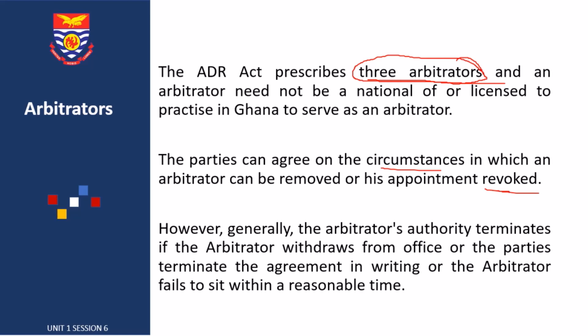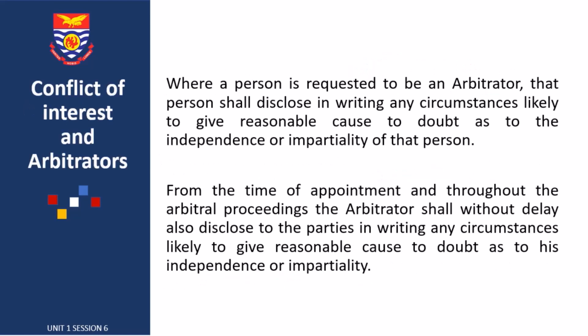So you should understand that the arbitrator's authority terminates if the arbitrator withdraws from his office, or the parties terminate the agreement in writing, or the arbitrator fails to sit within a reasonable time. So 1, his appointment will be terminated if he withdraws from the office. 2, if his appointment is terminated by parties in writing, not oral. 3, the arbitrator failed to sit within a reasonable time. You have been given 2 weeks to start the proceedings. Then you wait 1 month before you start the proceedings. It is not within a reasonable time. Your appointment will be said to be terminated.